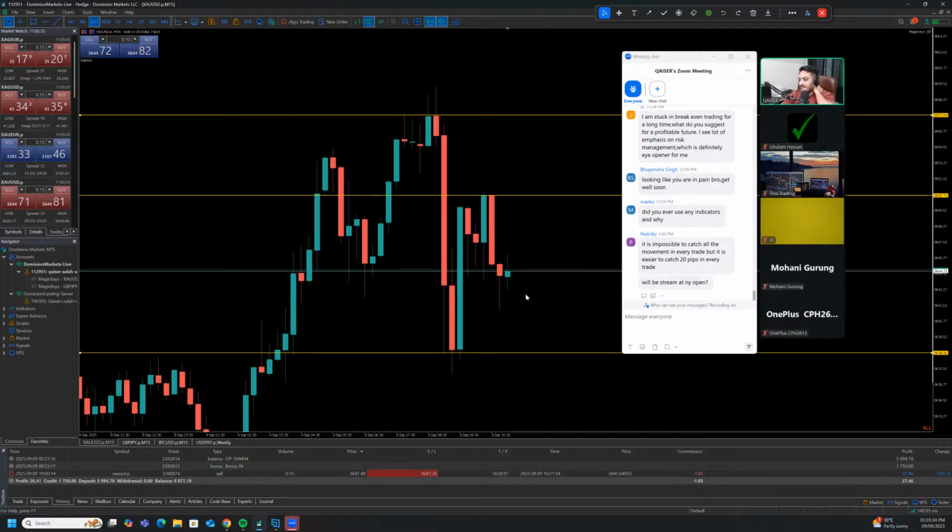One last question: if the candle closes as a full body with no top wick and no bottom wick, so it's showing strong bullish momentum, can I take sells? No, you can't take sells here.